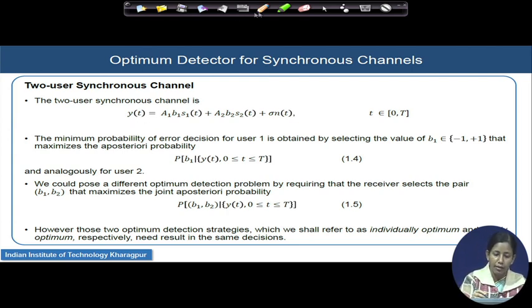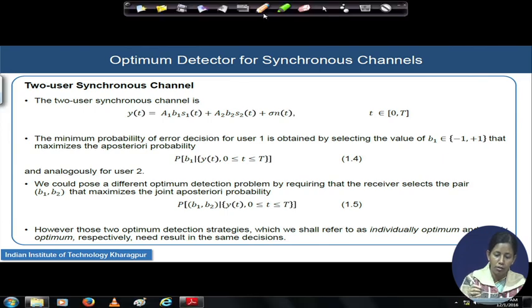So, I have extended the initial expression I showed at the beginning. Now, I am breaking it up, and you are basically receiving A1 B1 S1(t) plus A2 B2 S2(t) plus sigma N(t). So, the signal corresponding to user number 1 plus the signal corresponding to user number 2, added with the AWGN noise, that is all you are receiving.